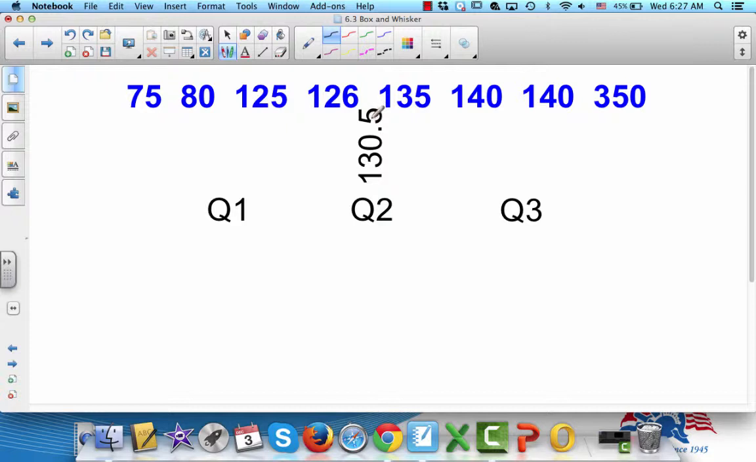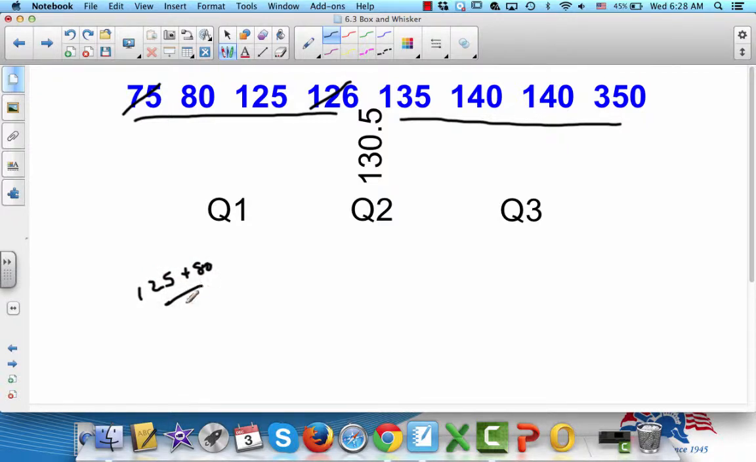So if 130.5 is our quartile number 2, that divides it into a lower half of data and an upper half of data. And we need to find the median of the lower half, and that's how we'll know quartile number 1. So we mark off the 75 and the 126, and we're left with 80 and 125 as our middle two numbers. So we go 125 plus 80 divided by 2. That gives us 205 divided by 2, which gives us 102.5. So 102.5 is quartile number 1.